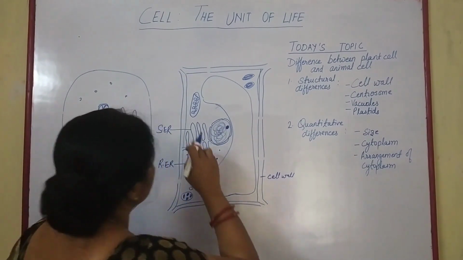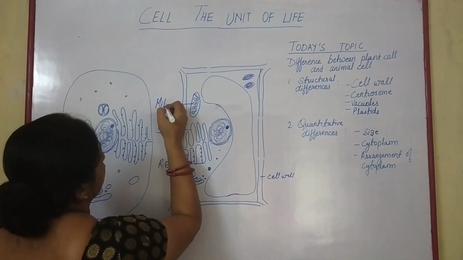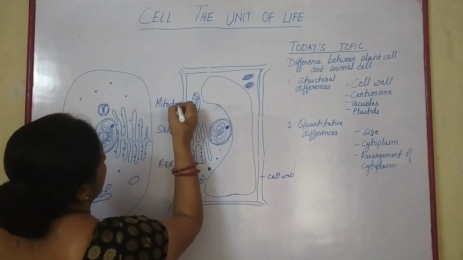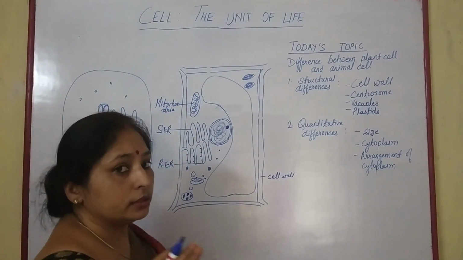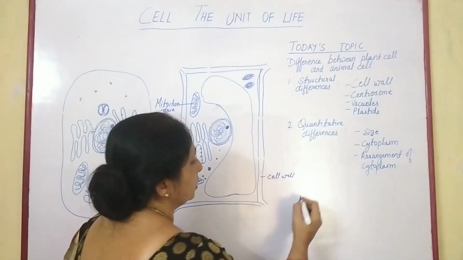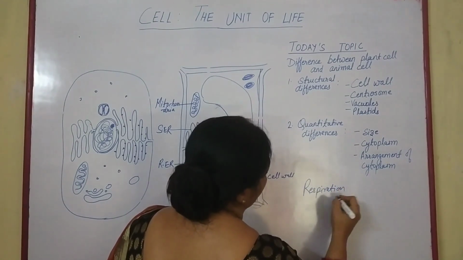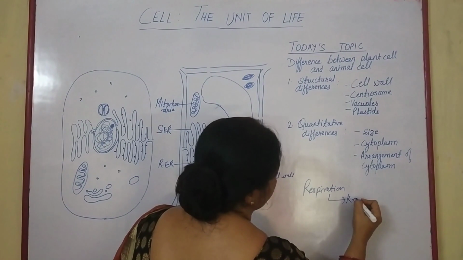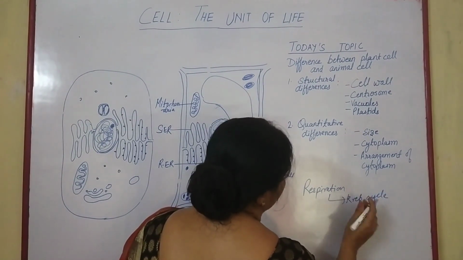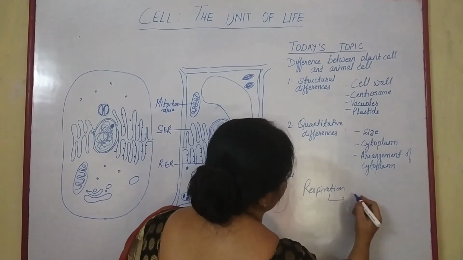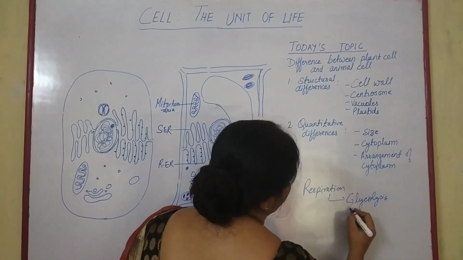If the ribosomes are absent, then it is the smooth endoplasmic reticulum. Then the powerhouse of the cell, mitochondria. Mitochondria is the powerhouse of the cell, as respiration involves two steps: first glycolysis and then the Krebs cycle.